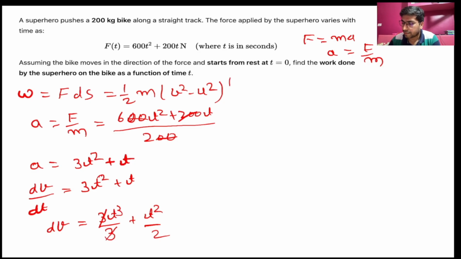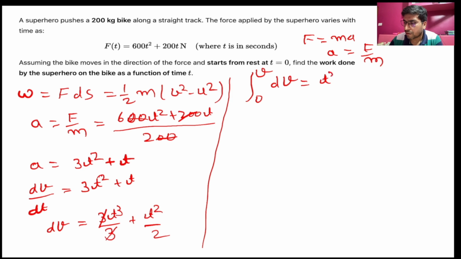Here we can write this side integration of 0 to v dv is equal to t cube plus t square by 2. So if we integrate this side, it will become v is equal to t cube plus t square by 2, right? This is the value of v.